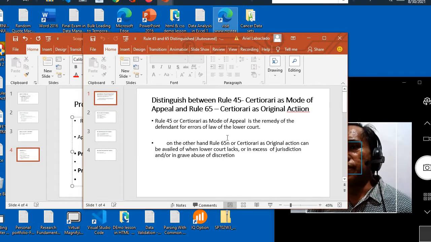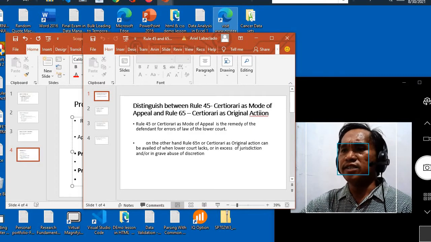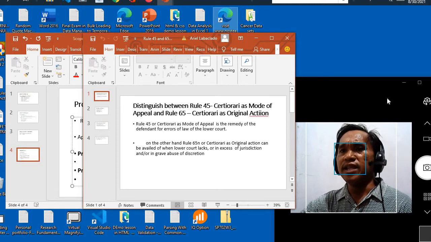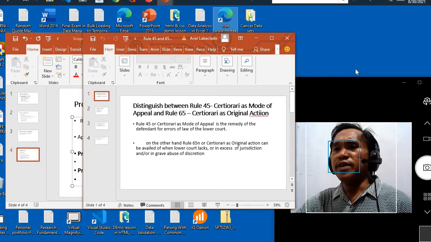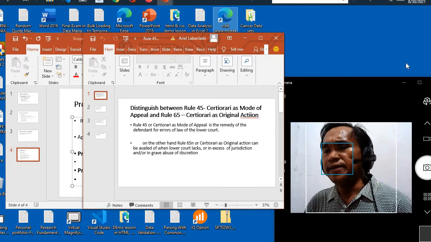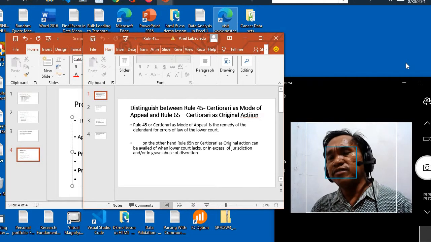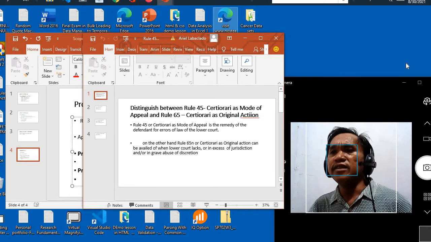Distinguish between Rule 45, certiorari as mode of appeal, and Rule 65, certiorari as original action. So, what is the difference between Rule 45 and Rule 65? So here, Rule 45 or certiorari as mode of appeal is the remedy of the defendant for errors of law of the lower court. When there are errors of law pronounced by the lower court, the defendant could avail of the remedy of Rule 45, that is certiorari as mode of appeal. So when the court has errors of law in the decision, Rule 45 will be the mode of appeal. So this is the available remedy for the defendant.